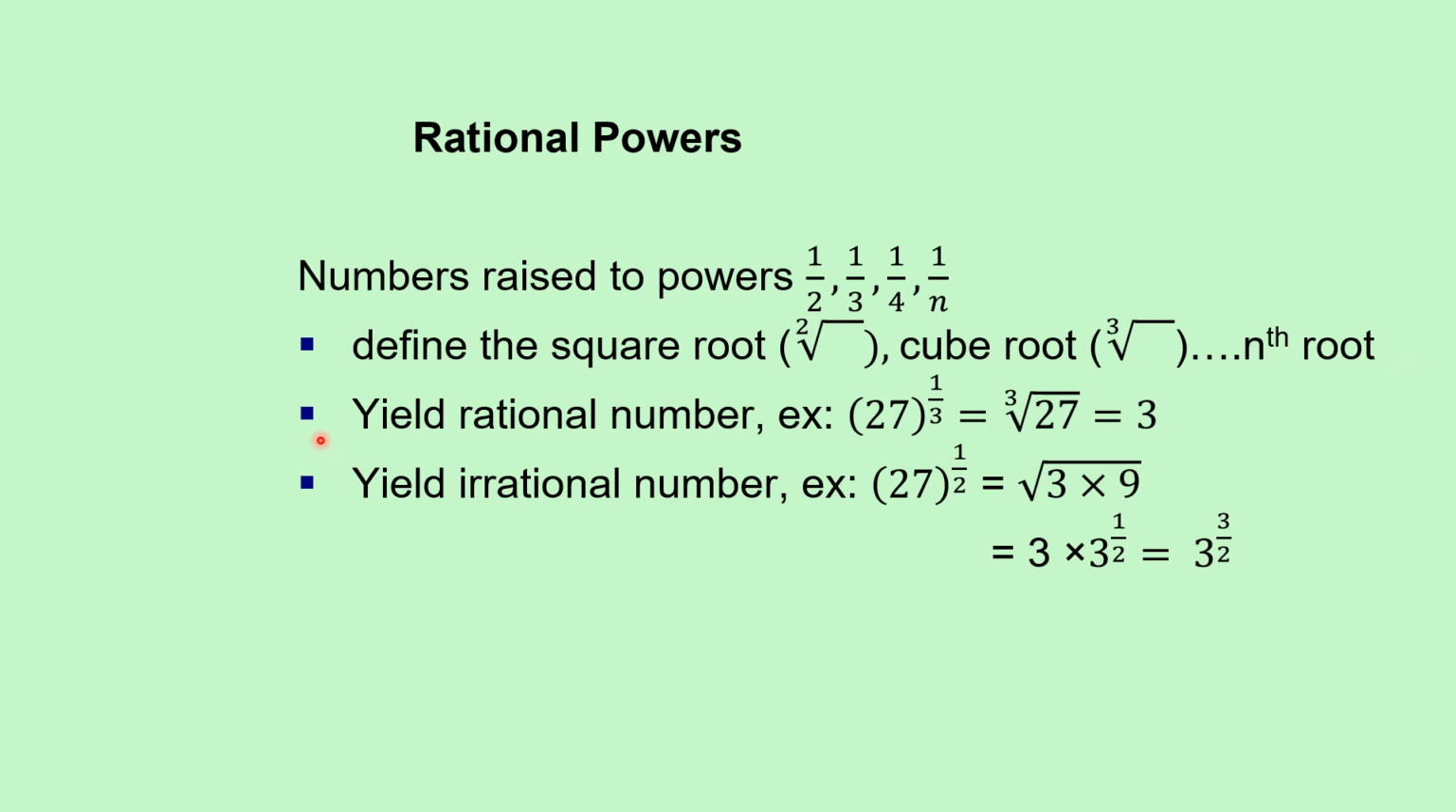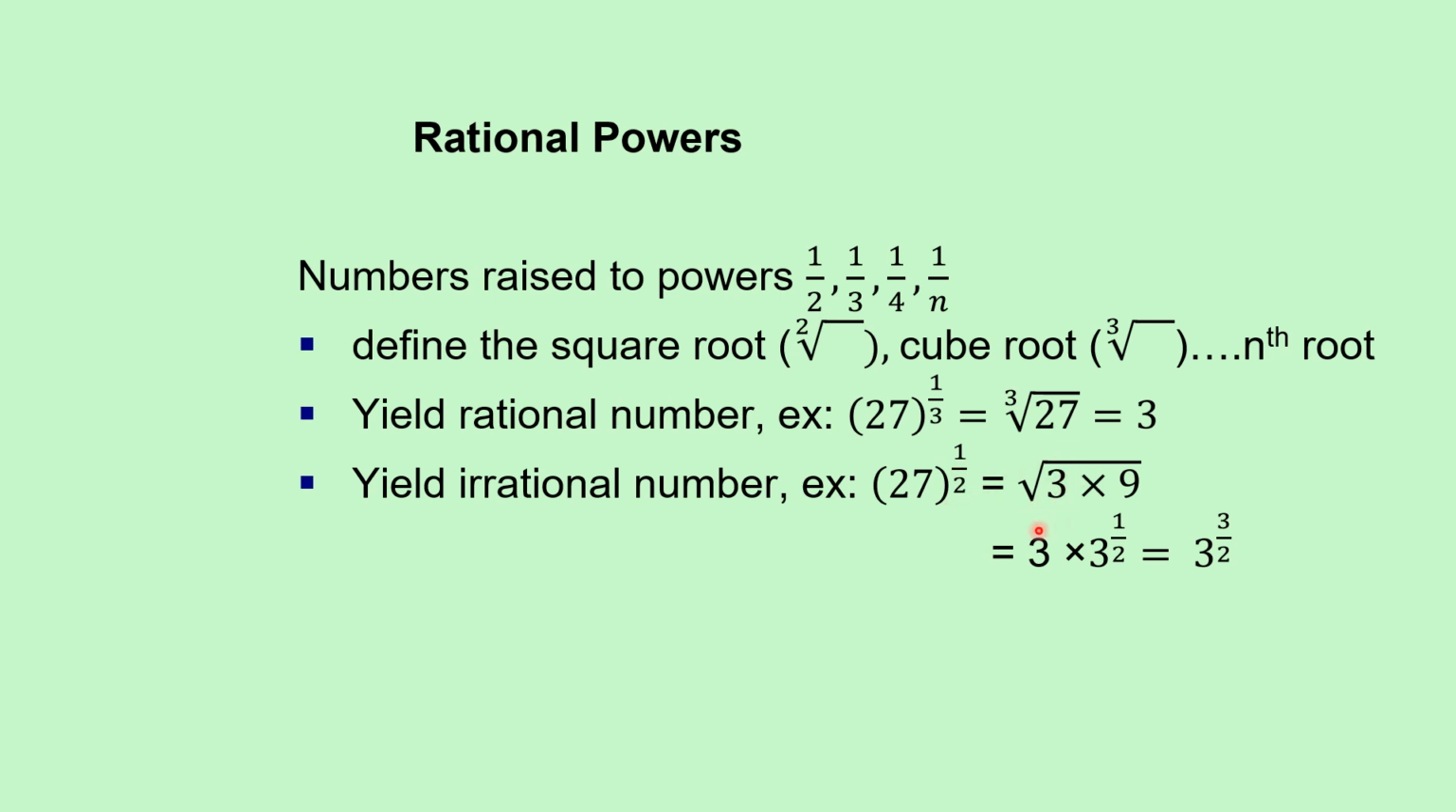And if you look at the two examples I give you here, where the result is a number raised to a power, for example, 27 to the power of 1/3 will give you a rational number, which is equal to 3. And you can also have an irrational result when 27 is to the power of half.